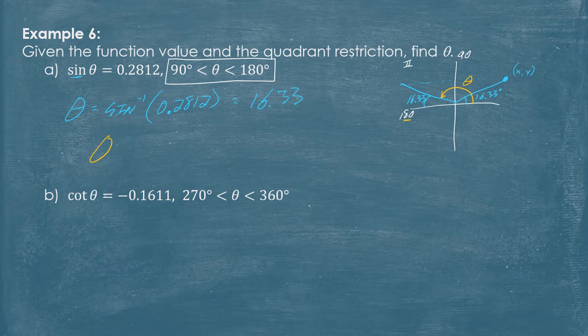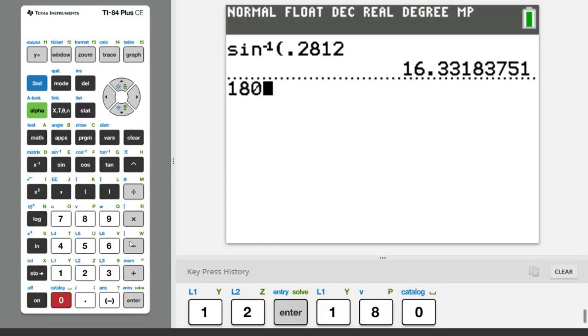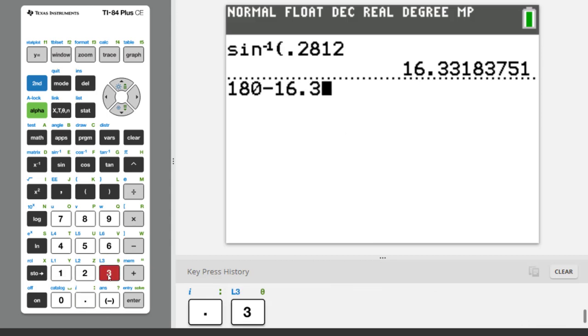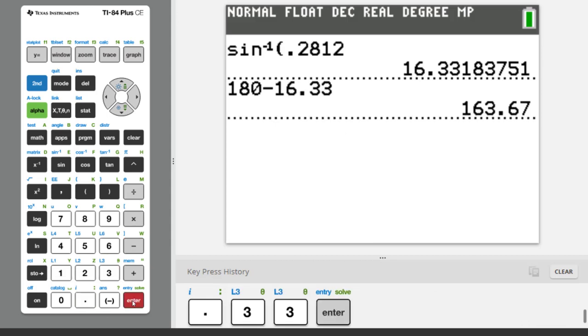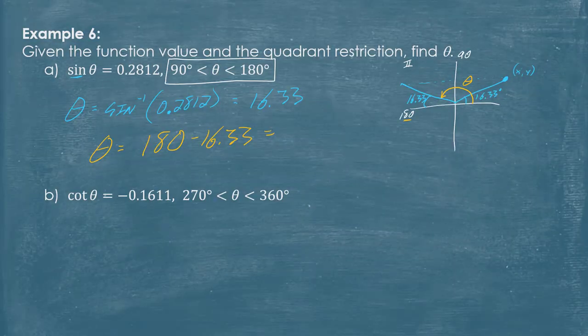So the easy way to come up with that would be to figure out what that space is by doing 180 take away the 16.33 that I know. And if we go ahead and do that, let's type it in, 180 minus the 16.33, and we get a value of 163.67.